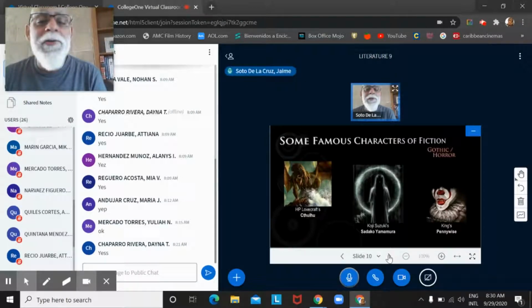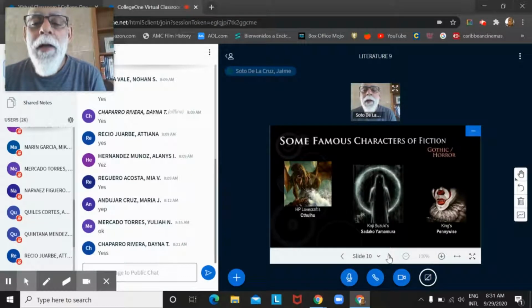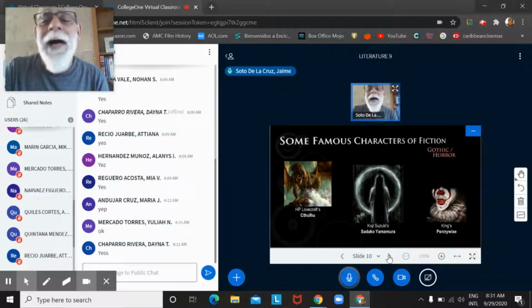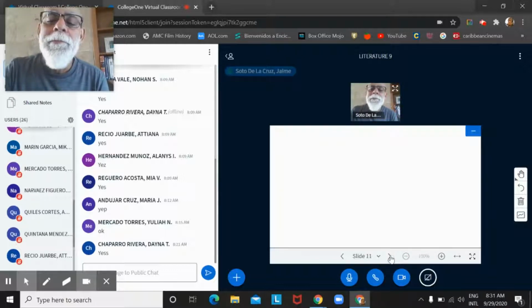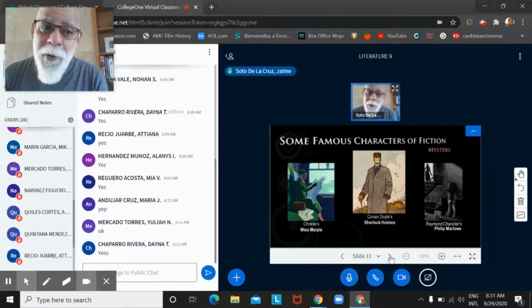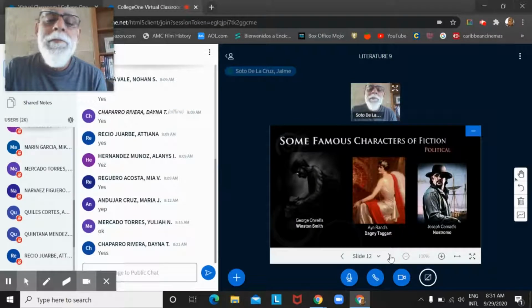In Gothic horror literature, famous characters include Lovecraft's Cthulhu, Koji Suzuki's Sadako Yamamura from the Ring series, and Stephen King's Pennywise the Clown. In mystery literature or detective fiction, famous characters include Agatha Christie's Miss Marple, Arthur Conan Doyle's Sherlock Holmes, not Enola Holmes, and Raymond Chandler's Philip Marlowe.